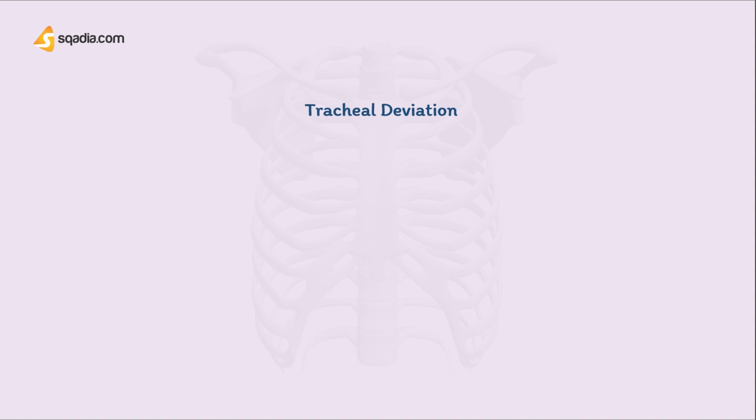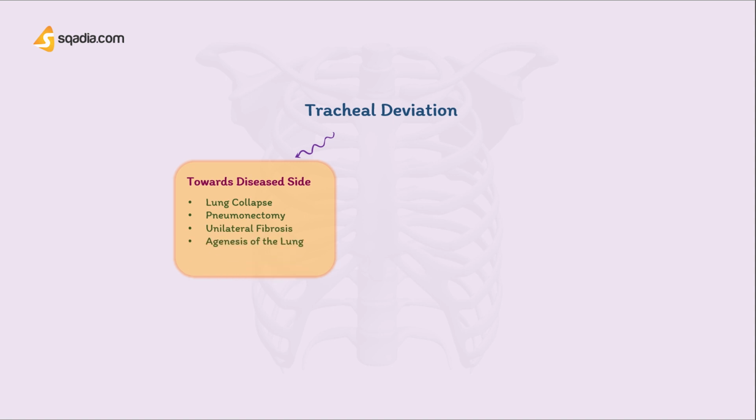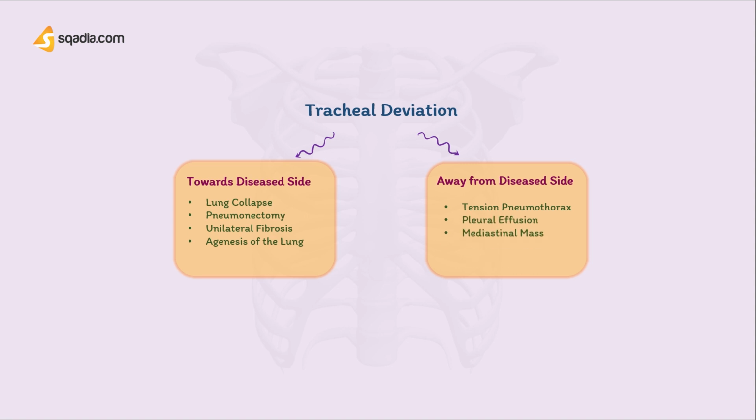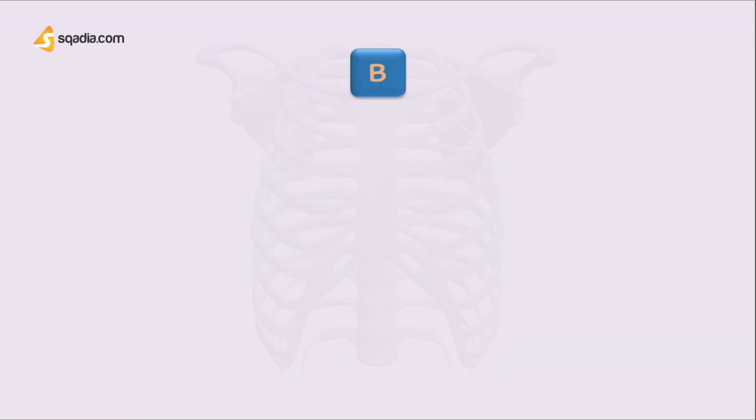Now, conditions where the trachea is deviated towards the diseased side include lung collapse, pneumonectomy, which is a removal of a lung, unilateral fibrosis, and agenesis of a lung, which is also called lung aplasia. Conditions in which the trachea is deviated away from the diseased side include tension pneumothorax, a large pleural effusion, mediastinal masses, and paratracheal masses.